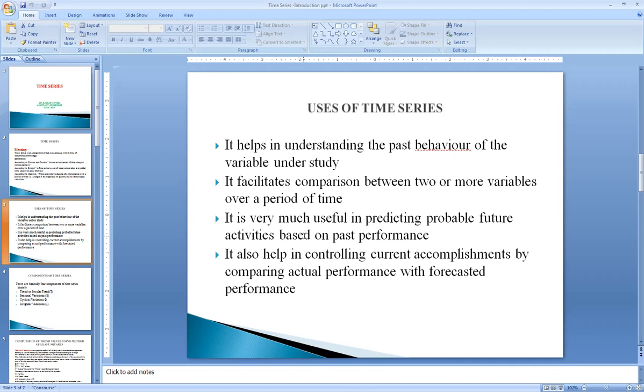Any future estimations and predictions are based on past performance, or nothing but the variations which happened in the past. That can also be done with the help of time series. This also helps us control current accomplishments by comparing actual performance with the forecasted performance.